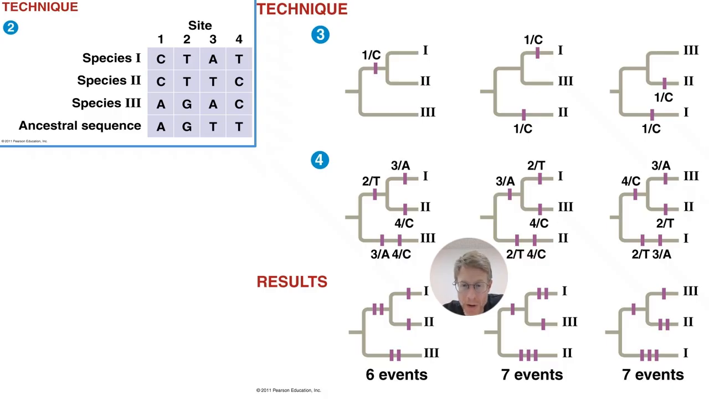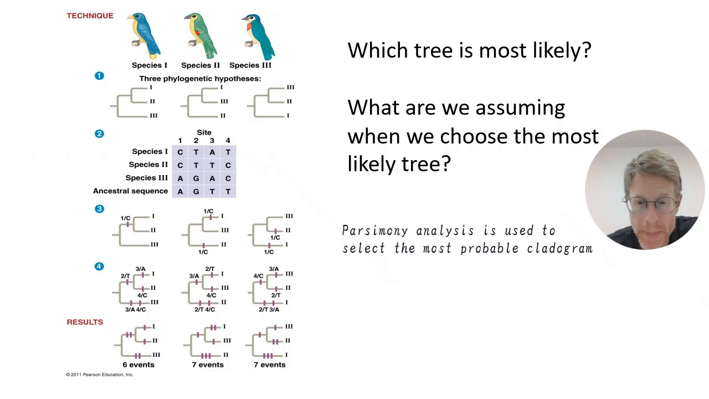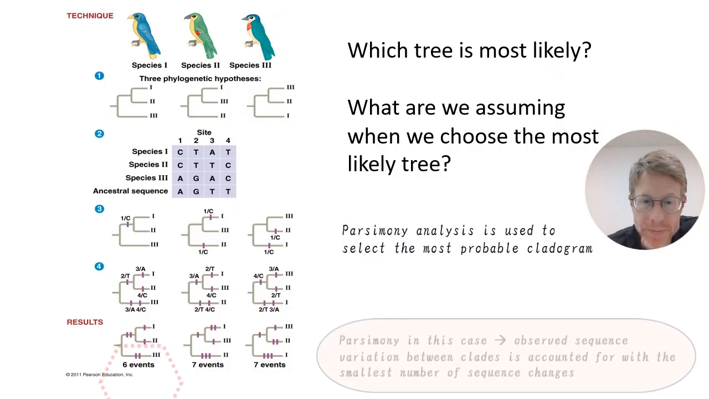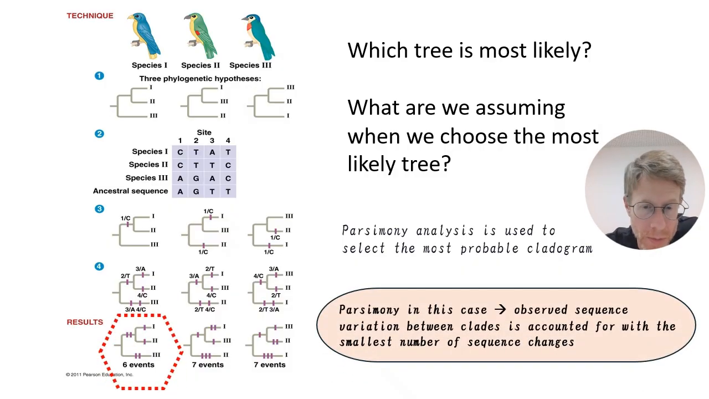And so therefore, what's most likely? Well, it's the one with the fewest events. This is the concept of parsimony. Okay, the smallest number of sequence changes is most likely, and therefore we choose that one.